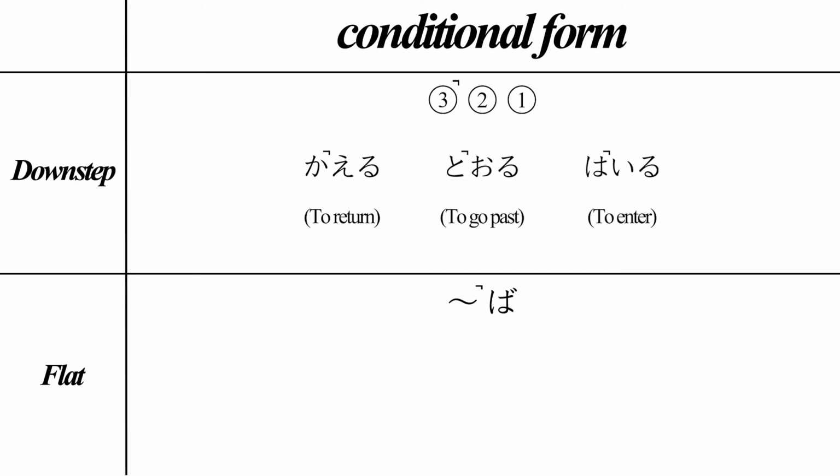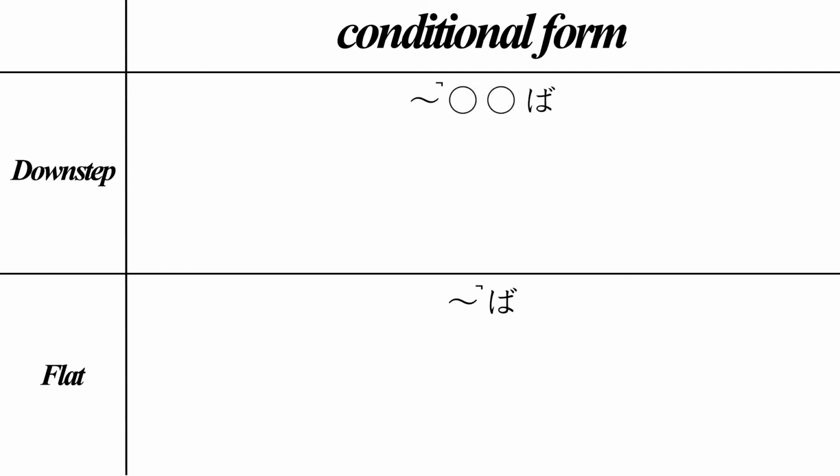The verbs in which the accent falls on the third to the last mora in the dictionary form. In these verbs, the accent falls on the fourth to the last mora. For example, kaeru turns into kaereba, so the accent falls on ka, kaereba.